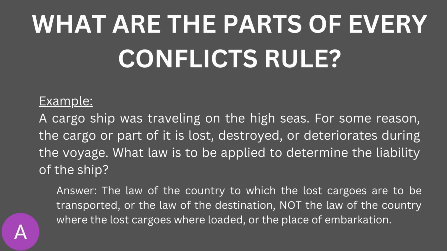Example, Article 1763 of the New Civil Code, providing that the law of the country to which the goods are to be transported shall govern the liability of the common carrier for their loss, destruction, or deterioration. In this provision, we have the picture of a cargo ship traveling on the high seas, but for some reason or another, the cargo or part of it is lost, destroyed, or deteriorates during the voyage. What law is to be applied to determine the liability of the ship? Answer: the law of the country to which the lost cargoes are to be transported, or the law of their destination, not the law of the country where the lost cargoes were loaded or the place of embarkation.